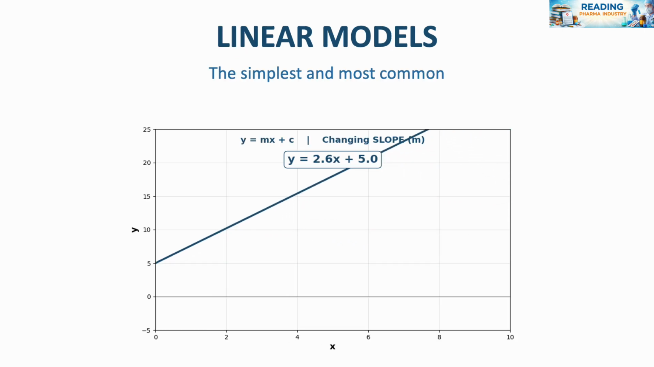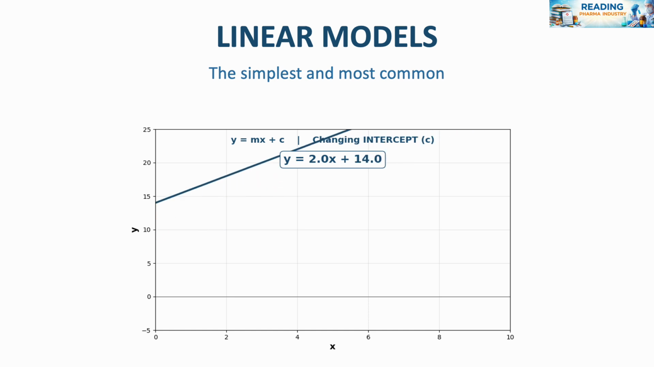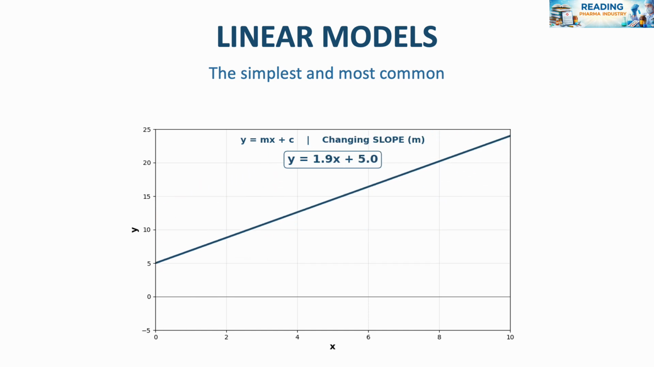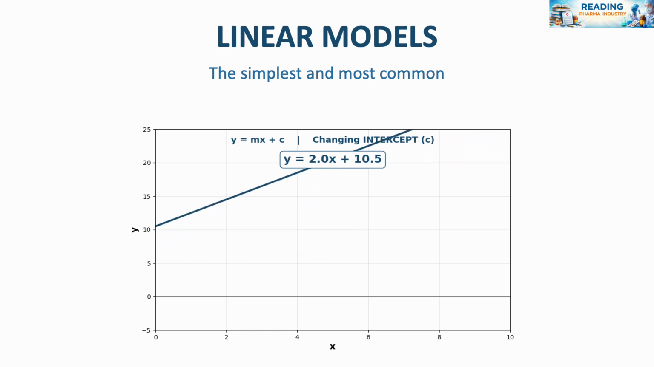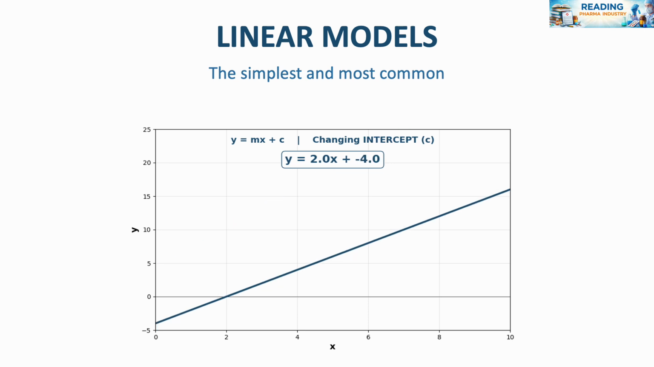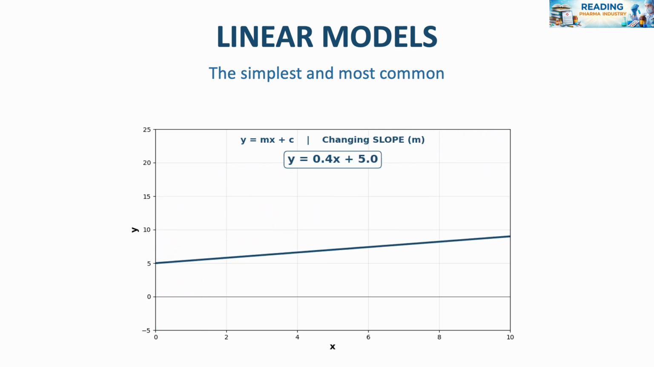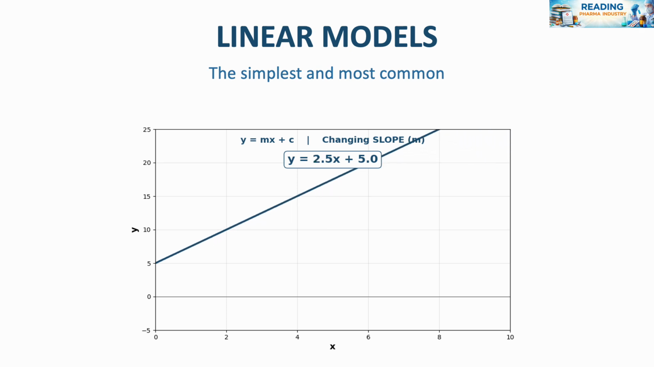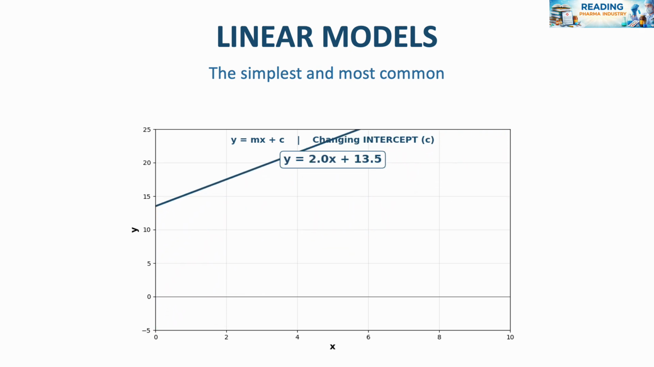Let's start with the simplest and the most common model, which, as we mentioned, is the linear model. If your data form a straight line, this is what you need. So watch how changing the slope affects the line. A steeper slope means y changes more for each unit change in the x axis.